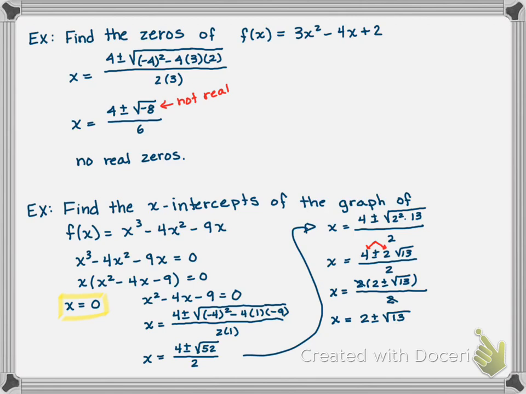And we're almost done, but we were asked for x-intercepts, so we need to give ordered pairs. So my x-intercepts are 0, 0, right? That's from my very first solution. And then 2 plus root 13, 0, and 2 minus root 13, 0.